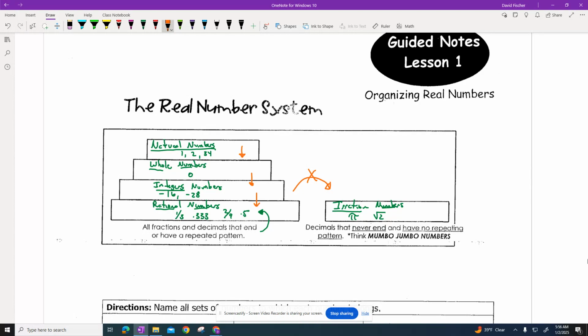But if I had the number -16, then I cannot say it's a natural number and a whole number, because the numbers can't go up. They can only fall down. So the number -16 would only be an integer and a rational number. That's it. Okay?